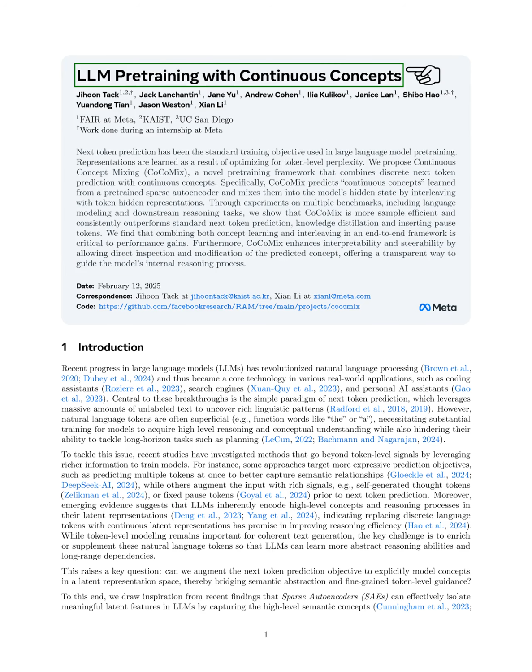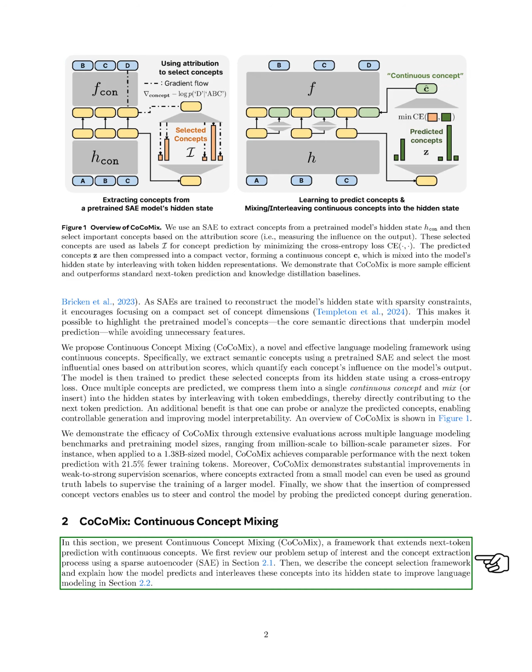Section: Introduction. In this section, we introduce continuous concept mixing, or CoCoMix, a framework that enhances next token prediction by incorporating continuous concepts. We begin by outlining our problem setup and the process of extracting concepts using a sparse autoencoder, or SAE. Next, we explain how we select these concepts and how the model integrates them into its hidden state to improve language modeling.